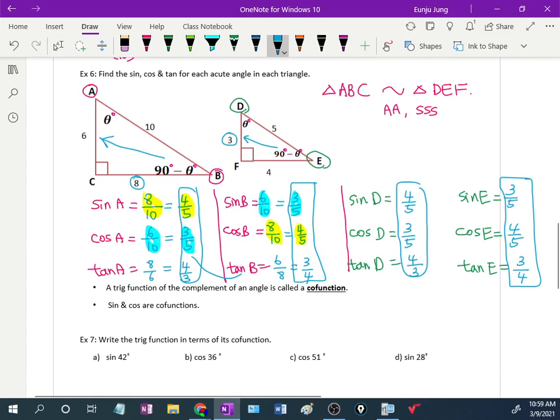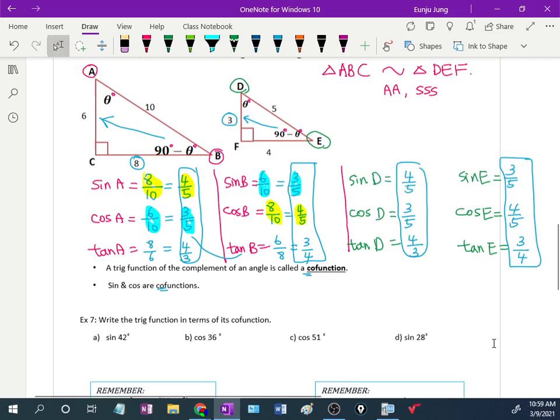A trig function of a complement of an angle is called a cofunction. Okay, cofunction. Sine and cosine are cofunctions. Co stands for complementary, okay? Cosine. So number 7, can you write trig functions in terms of its cofunction?